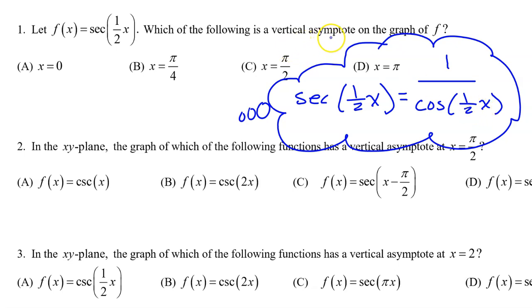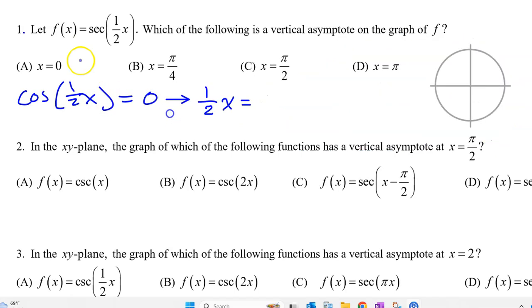A vertical asymptote will occur wherever the secant of 1/2 x is undefined. In other words, wherever the denominator, cosine of 1/2 x, is equal to 0. Therefore, to find the vertical asymptotes, we need to solve the equation cosine of 1/2 x is equal to 0.